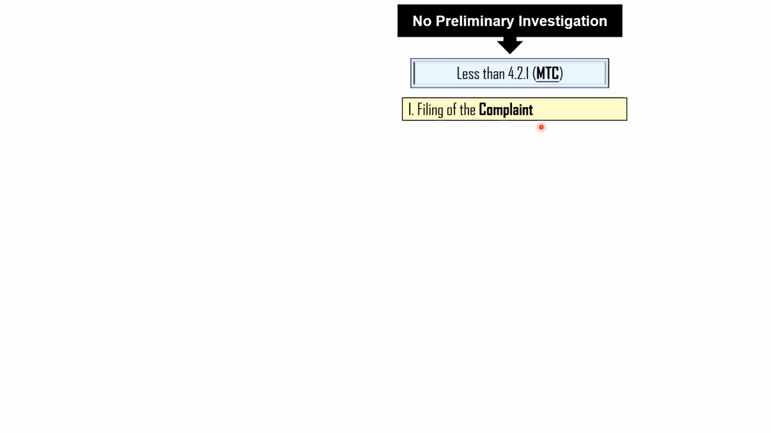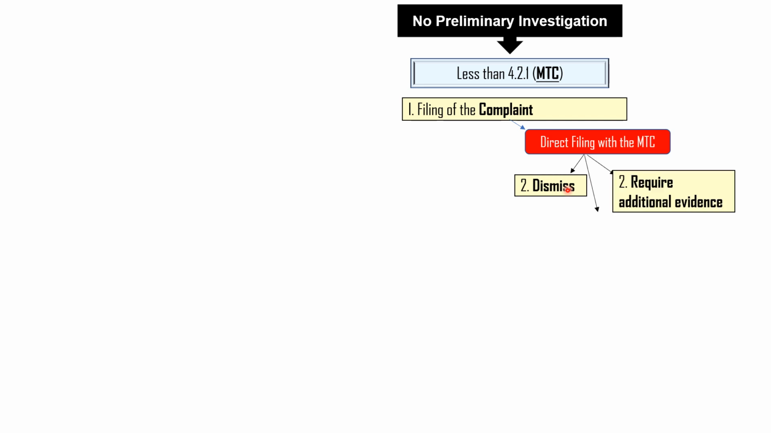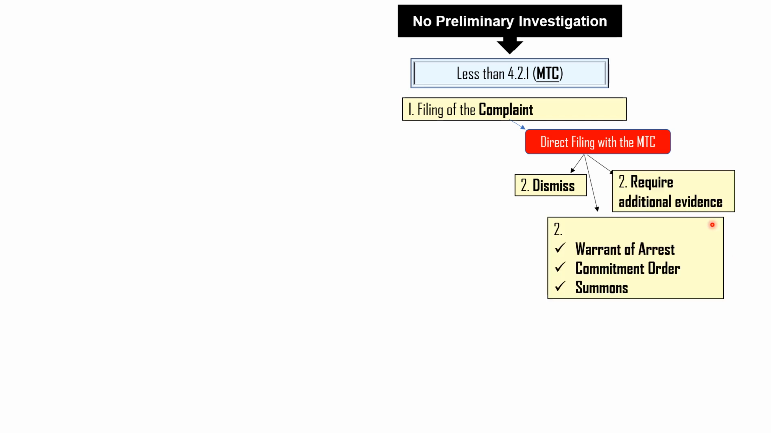But how about if the complaint was filed with the MTC? It was directly filed with the MTC. Then what is the next step? The judge has 3 options: either dismiss the case or require the submission of additional evidence, or he can issue a warrant of arrest, or if warrant of arrest is too strong, just issue summons or a commitment order.